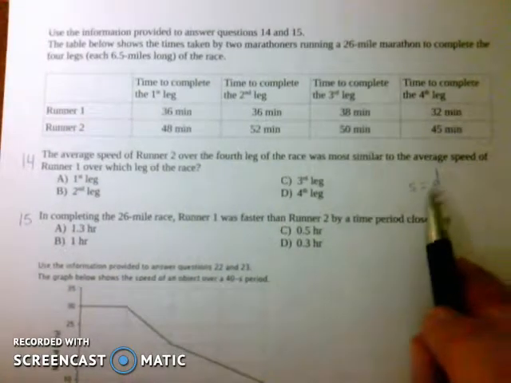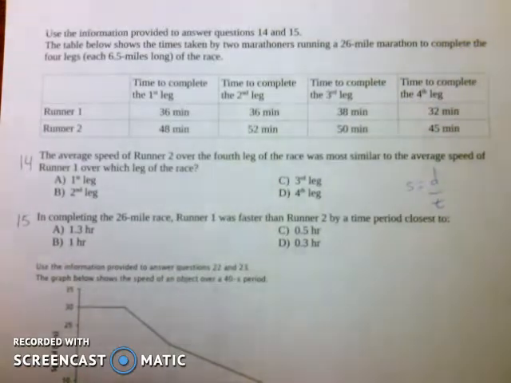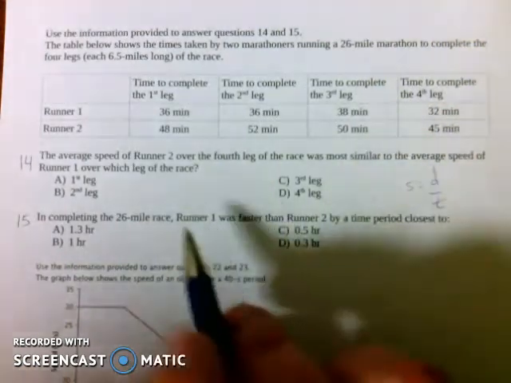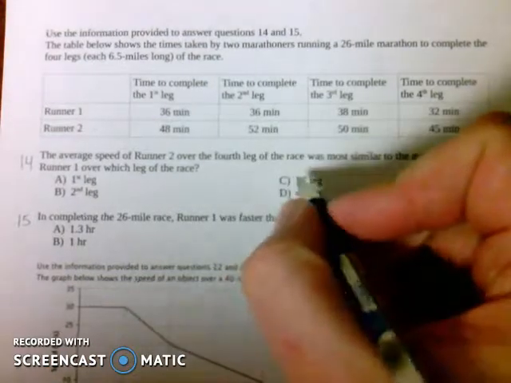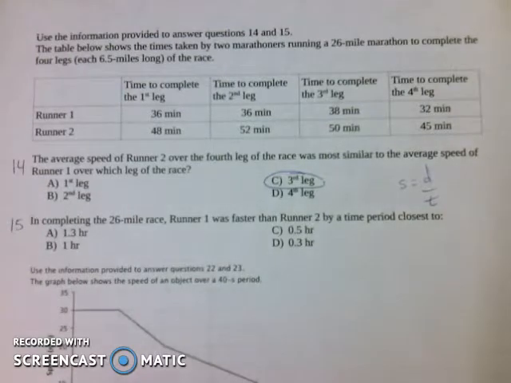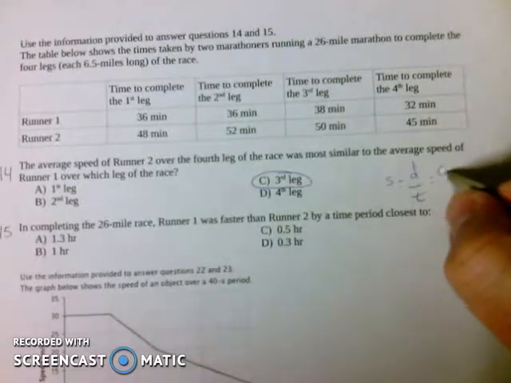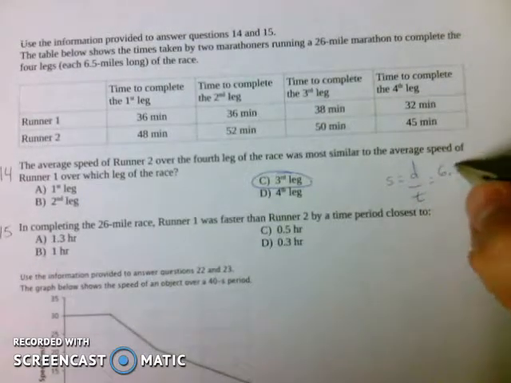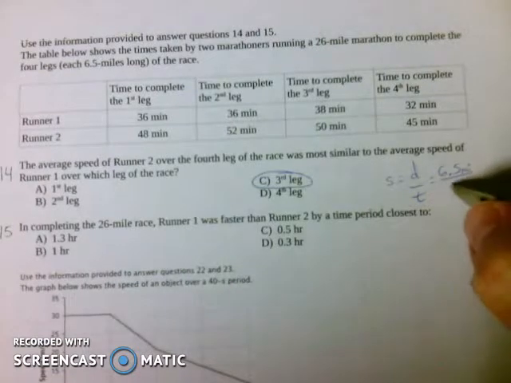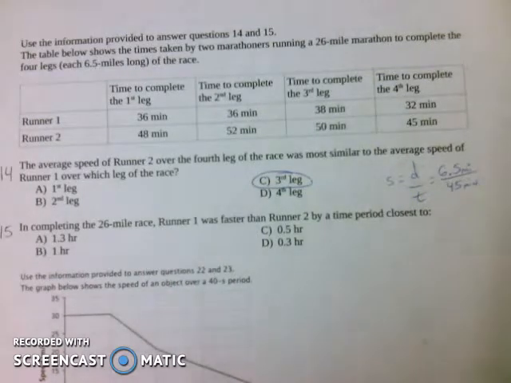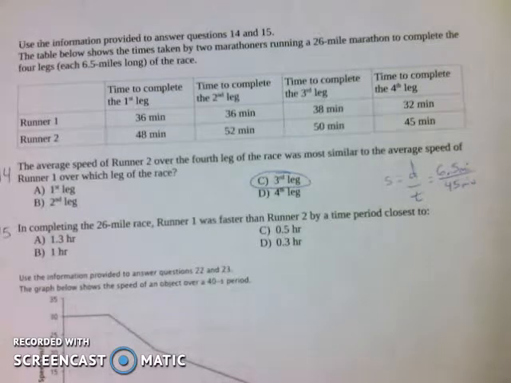So without even doing any of this division, we can figure that out by looking carefully at the problem statement. So the 3rd leg, we'll circle that one. There's our answer for the first one. And all we had to do is compare. We didn't even have to do any math. Now, if you want to, you could do the distance for the 4th leg, 6.5 miles divided by 45 minutes, and that would give you so many miles per minute. That would be the speed for that leg of the race. And then we could divide that for all these other ones. But don't spend more time if you don't have to.